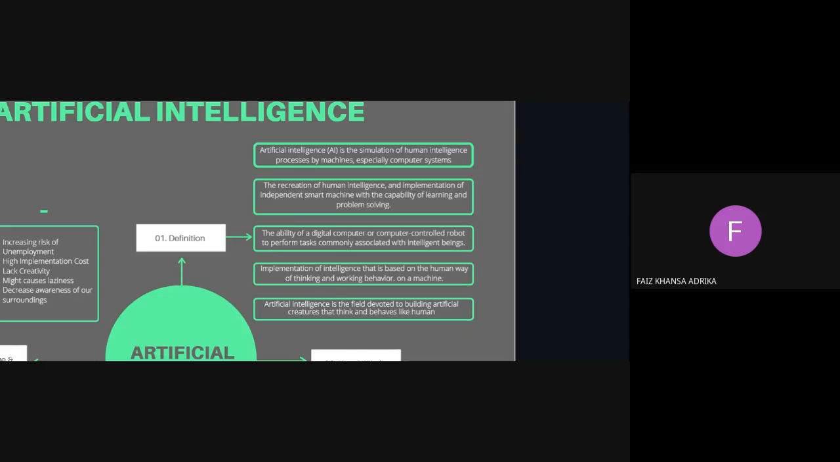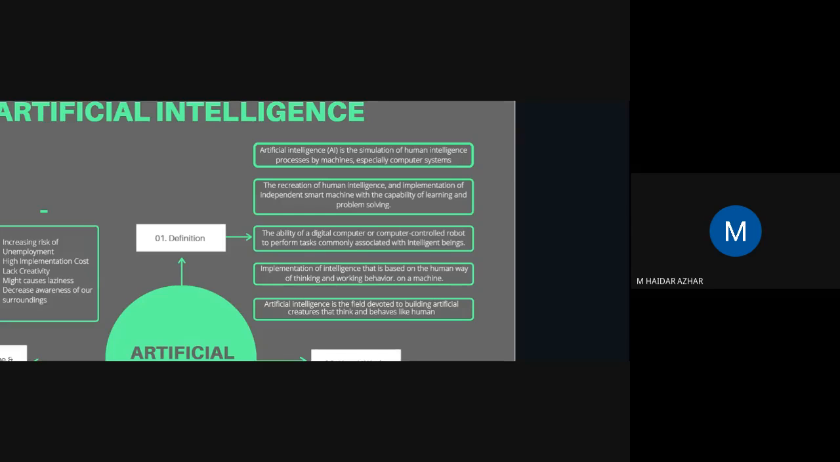Haidar, would you mind explaining? Okay, so this is based on the five of us giving our perspective and opinion about the definition of artificial intelligence. Based on my opinion, the very top one says that artificial intelligence is the simulation of human intelligence processed by machine, especially computer systems. And for the next definition, artificial intelligence is the recreation of human intelligence and the implementation of an independent smart machine with the capability of learning and problem solving.